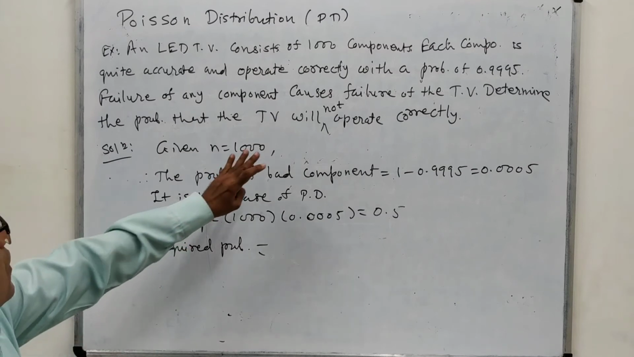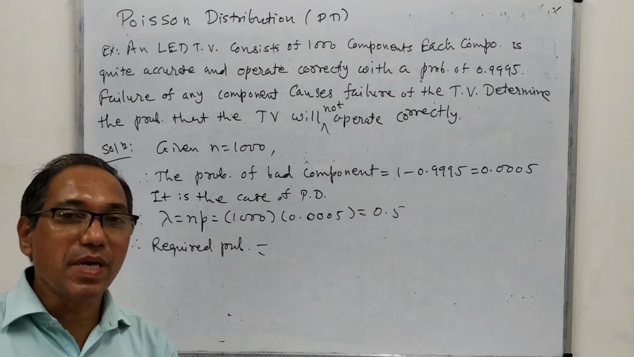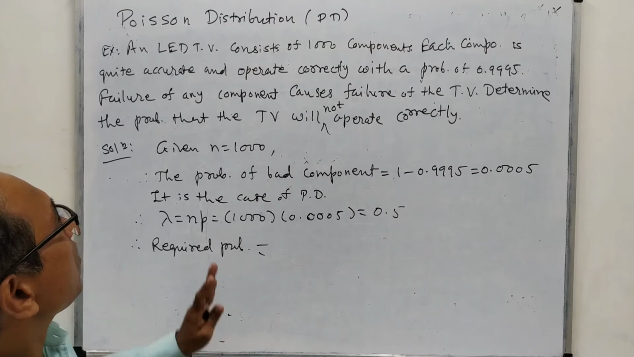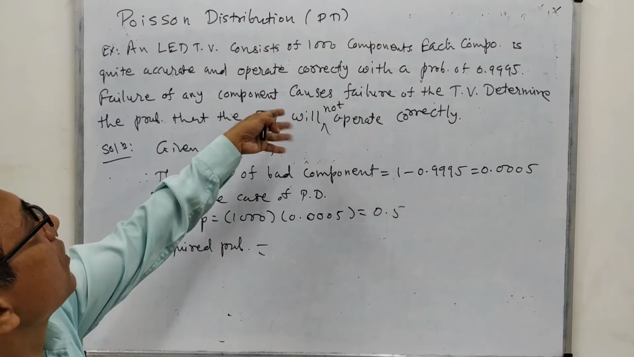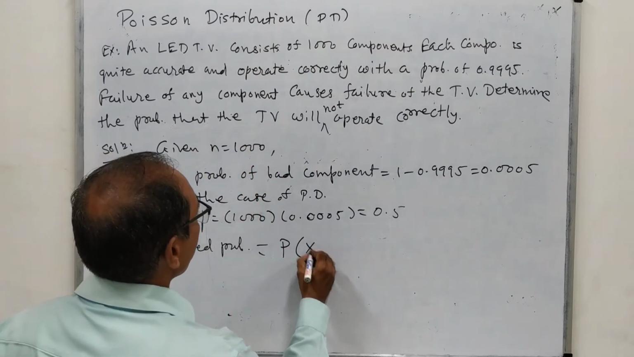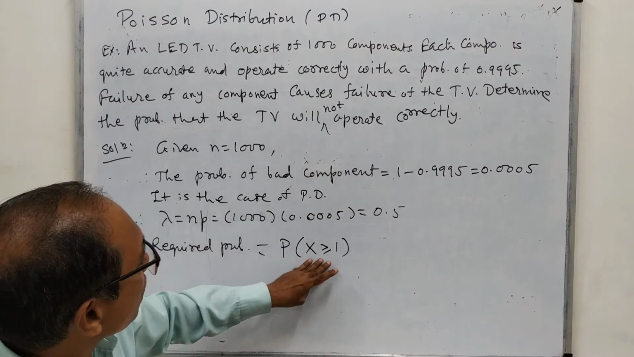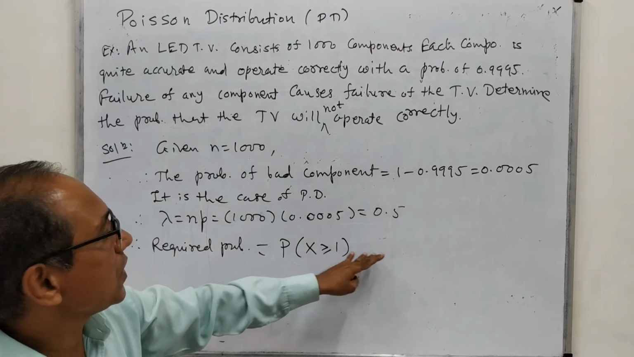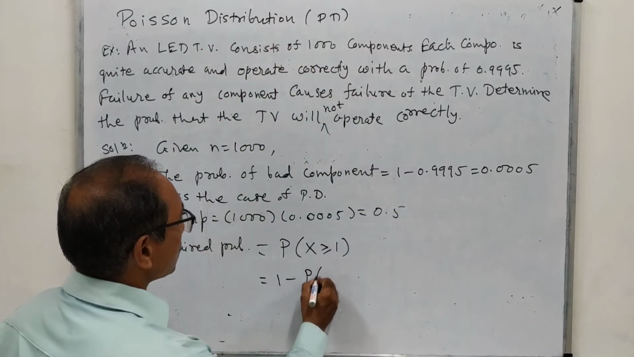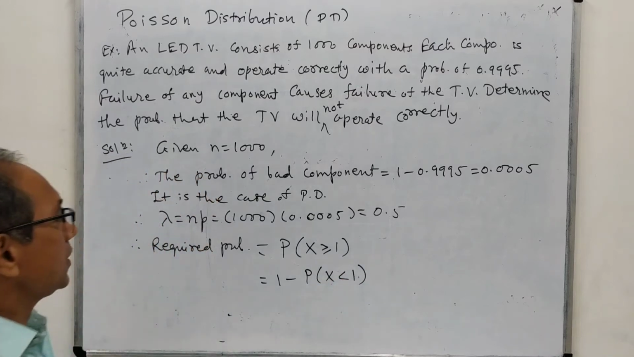The required probability we can find out very easily. The TV will not operate means at least one component is bad. At least one component is bad means 1 component, 2 components, 3 components, or up to 1000 components are bad. That means we want to find the probability of x greater than or equal to 1. That means we would have to find all the probabilities starting from 1, 2, 3, 4, 5 up to 1000. But this is a very large number. But we know that the total probability is 1.